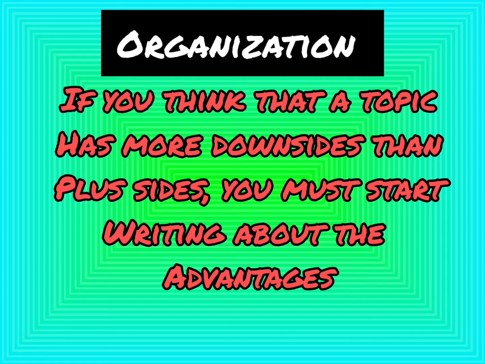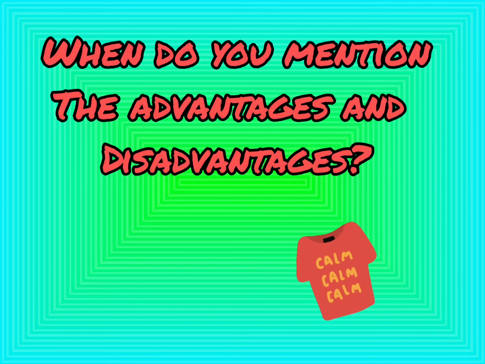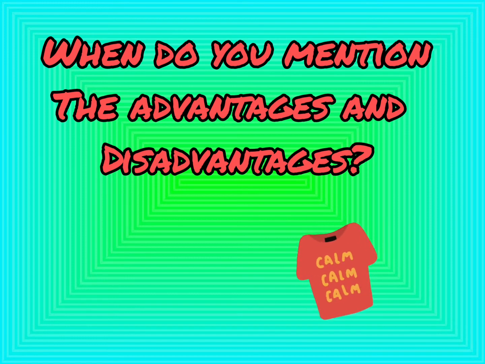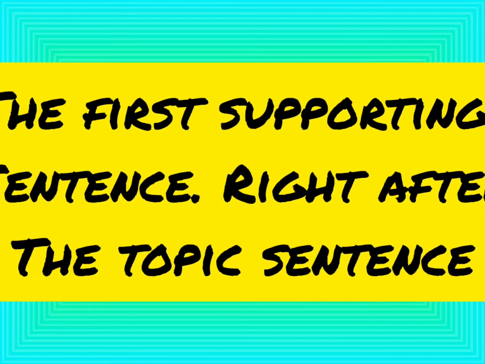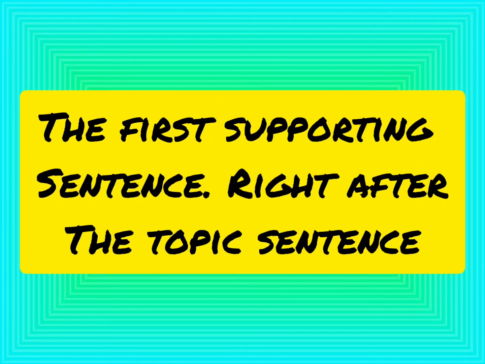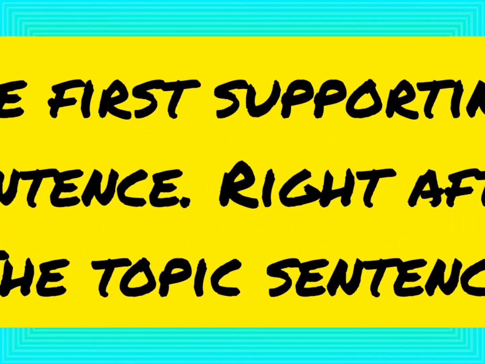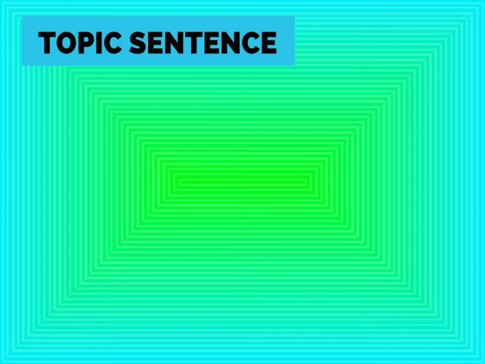If you think that a topic has more downsides than plus sides, you must start writing about the advantages and then the disadvantages to match your conclusion. This is the organization. When do you mention the advantages and disadvantages? Calm, please, keep calm, because you have time to do it. Don't do it in the topic sentence. You are going to write about that in the first supporting sentence and the other supporting sentences, of course, right after the topic sentence. Right after the topic sentence, you start with the first supporting sentence.